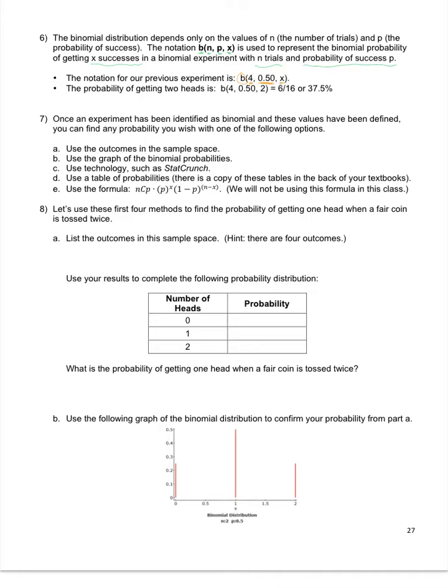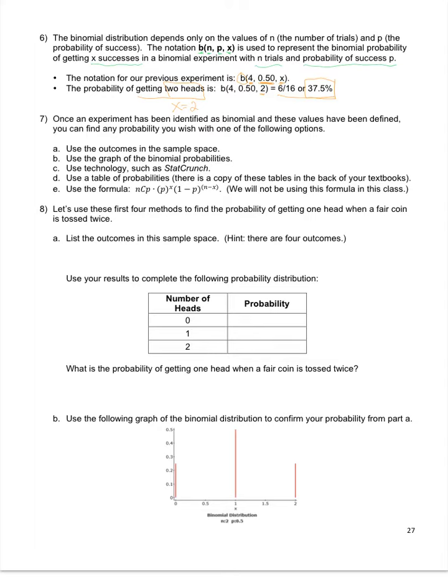So in the second bullet, we have an example. If we want to know what's the probability of getting 2 heads, so we're saying x is 2, then we replace x with 2 in that notation. And then we can say what the answer is. If we go back to our table, we'll find that that happened 6 out of the 16 outcomes, or 37.5% of the time.